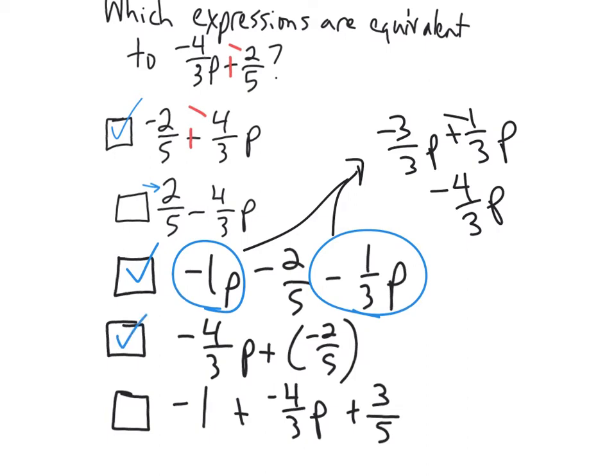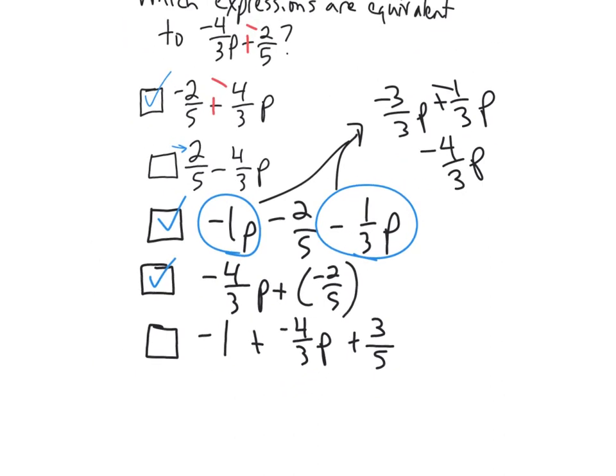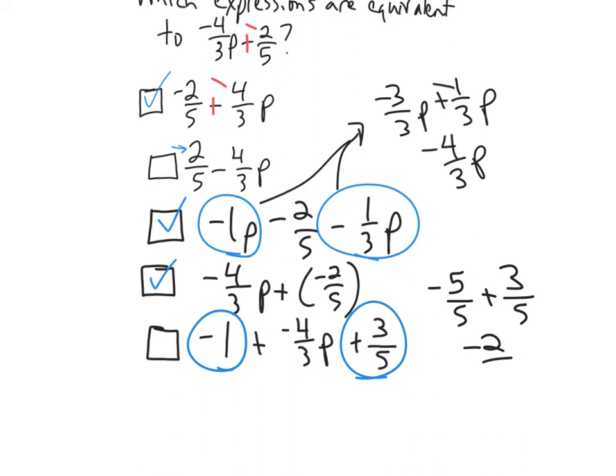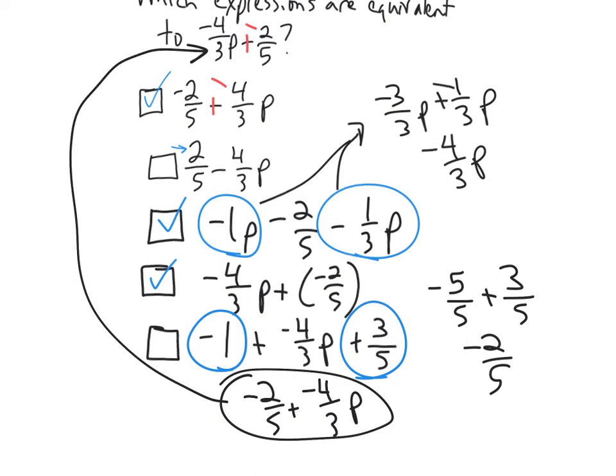This next example is basically by adding the opposite, that would be equivalent. And then if we look at this last option here, we've got constants that we can combine. So if we get common denominator, negative 1 is equivalent to negative 5/5, plus 3/5 would be negative 2/5. So we've got negative 2/5 plus negative 4/3 p, and again, that's really just the same thing as what we had here, only the order changed, so those would be equivalent as well.